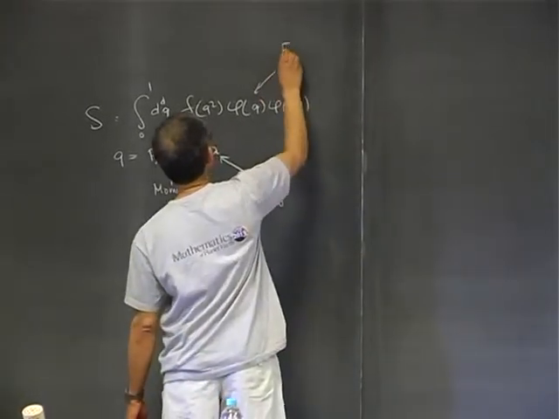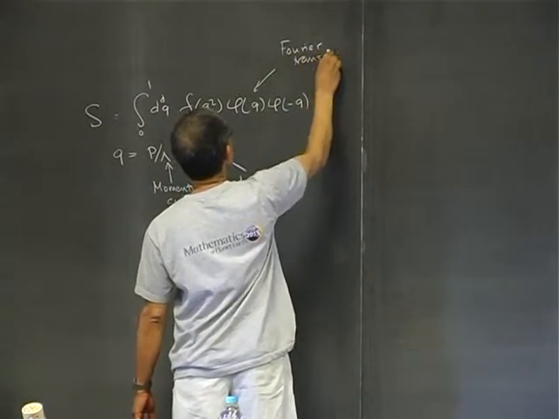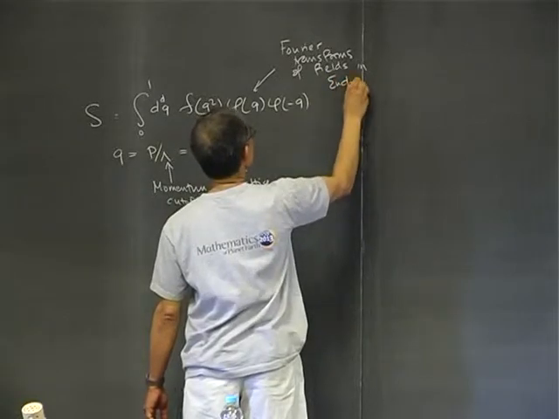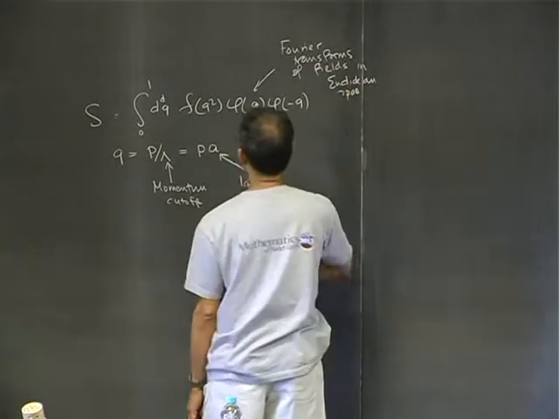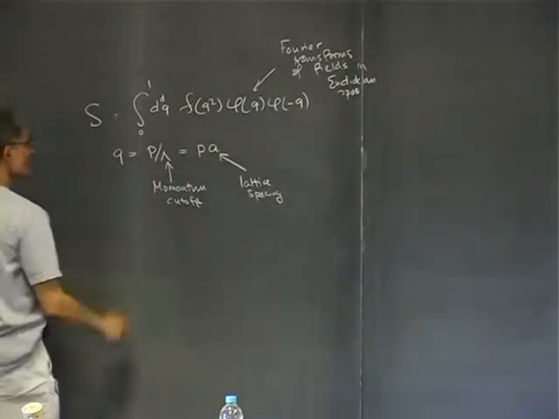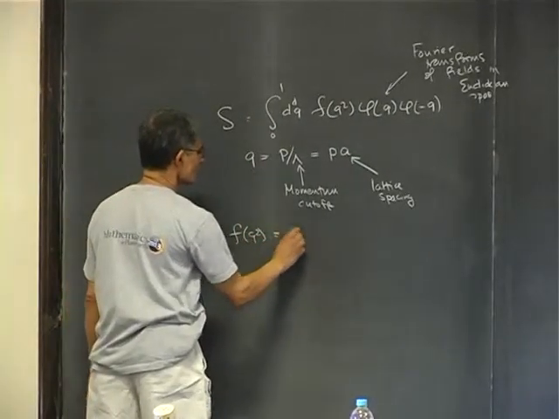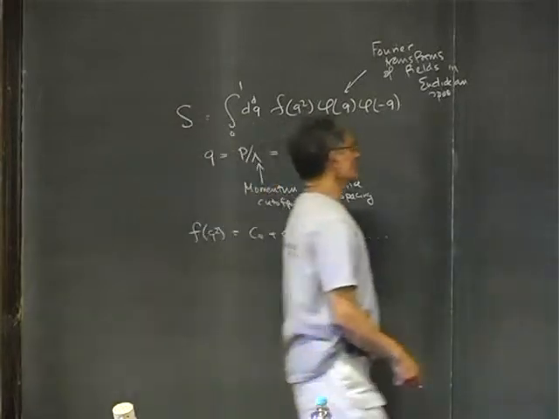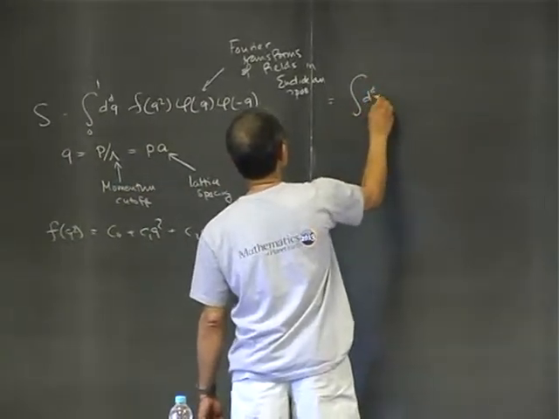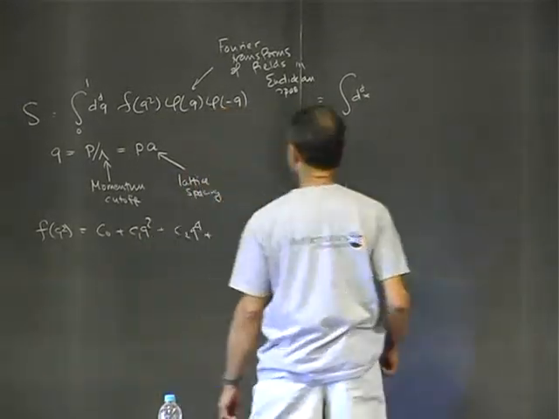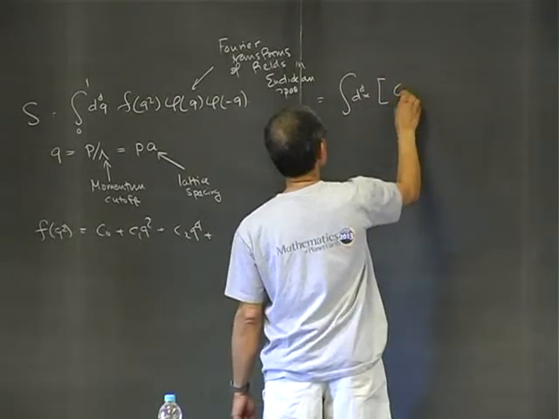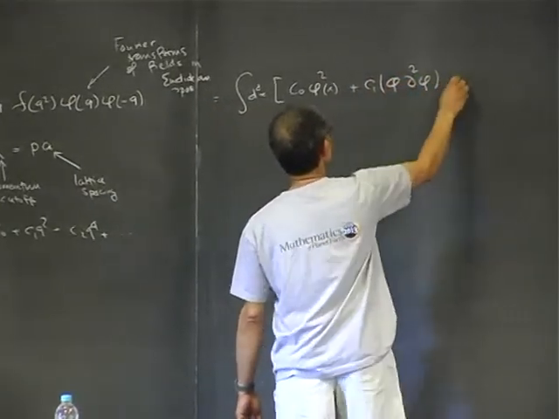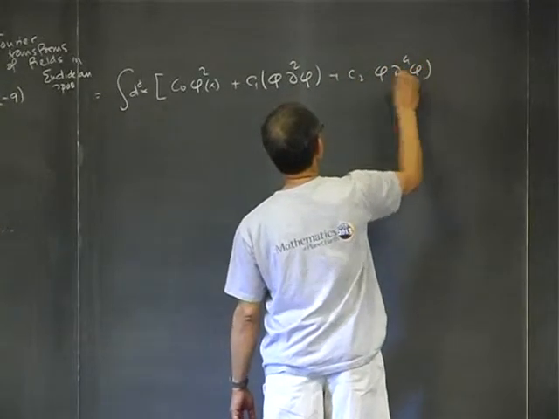And these were Fourier transforms of fields in Euclidean space. And the specific example of this function of Q square, which we took, was C0 plus C1 Q square, and so on. And it's easy to convince yourself that this means, in position space, C0 phi square x plus C1 phi d square phi plus C2 phi d4 phi, and so on.